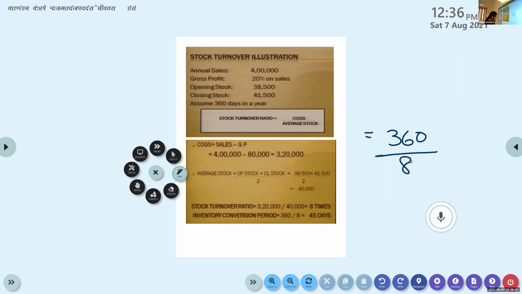So this means it will take 45 days to convert stock into sales. Now, just find the stock conversion period in weeks. How to do it? It is 52 divided by 8.